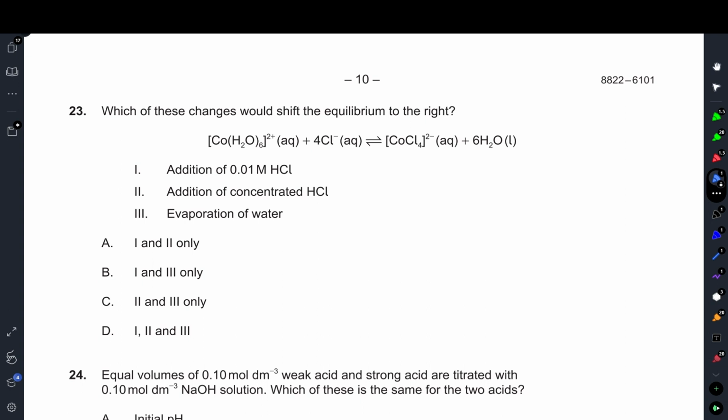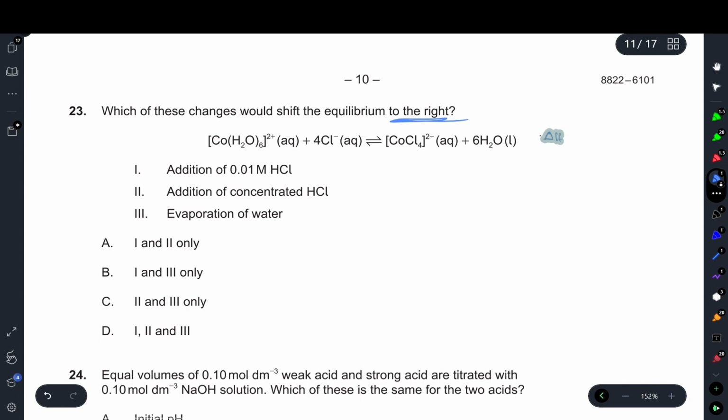Looking at question number 23, which of these changes shifts the equilibrium to the right? When we look at this, shifting it to the right requires an increase in concentration on the left-hand side, a decrease in concentration on the right-hand side, or if you were given the delta H value, increases or decreases in temperature, respectively. Here, since we are not given the delta H value, let's go ahead and look at this. Addition of 0.01 molar HCl. This is a very dilute solution, so it wouldn't particularly increase the Cl minus concentration that much. So we can ignore this.